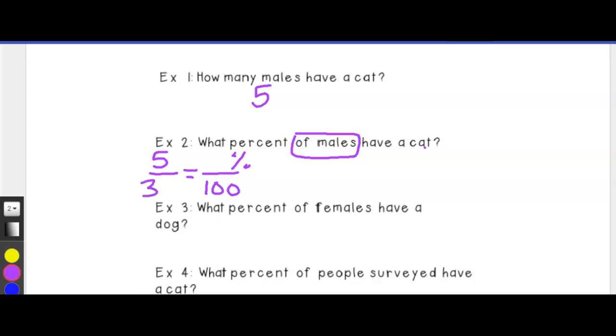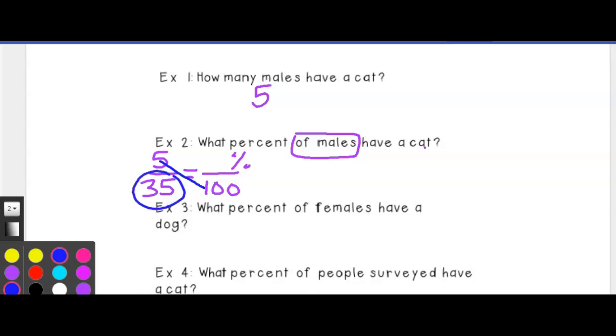So I would do 35 on the bottom. Now, again, from 7th grade, we would cross multiply, which is 5 times 100 is 500, and then you would divide by your last number. So 500 divided by 35, cross multiply and divide, and that would give you 14.2. So I'm just going to say 14, and that would be 14%. So that would be your final answer, 14%.